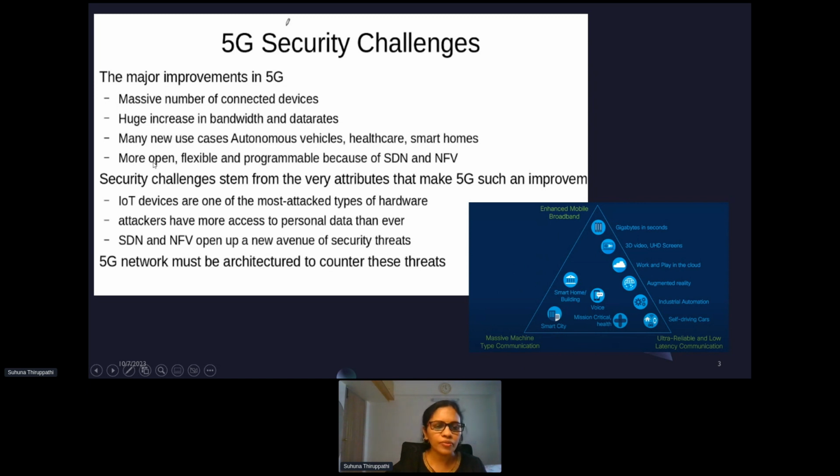And also 5G provides more open, flexible, and programmable networks because of SDN and NFV. In spite of providing this, there are a couple of security challenges associated with 5G, primarily on IoT devices, which are the most attacked type of hardware, and attackers have more access to personal data than ever. SDN and NFV opened up new avenues of security threats. So 5G must be architected to counter these threats.